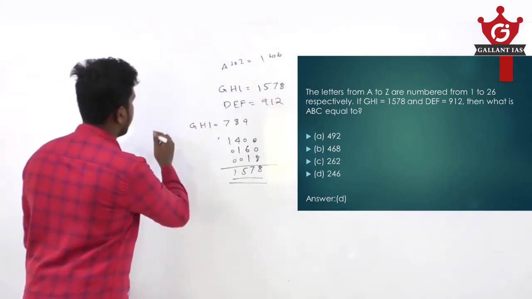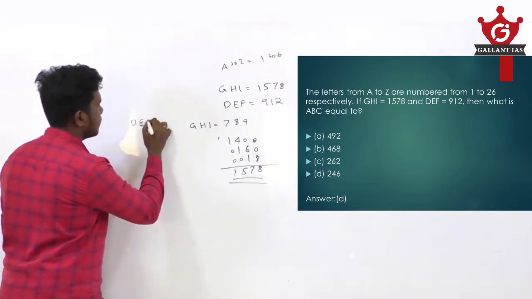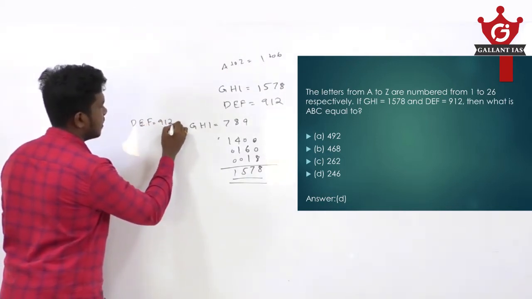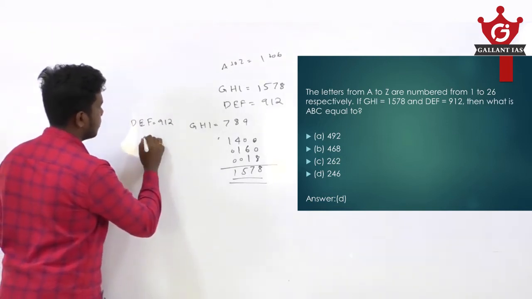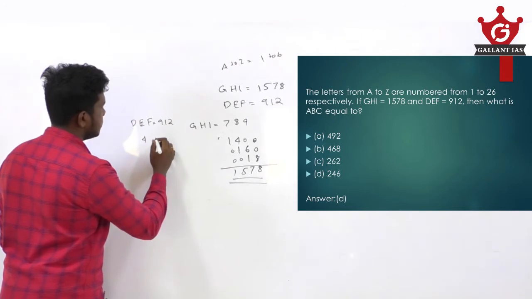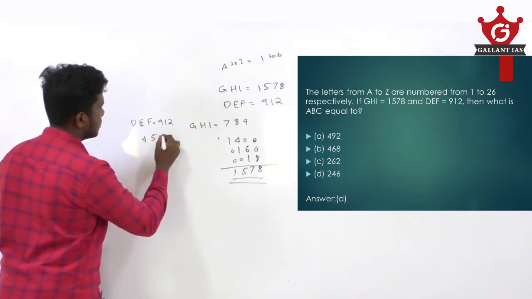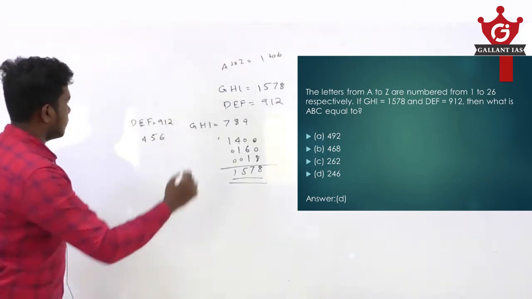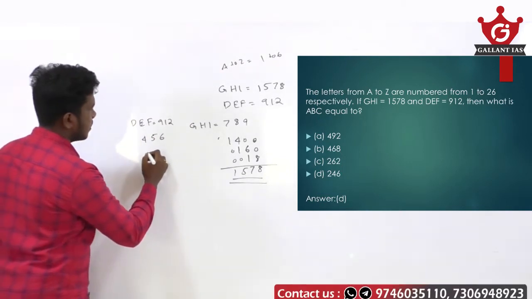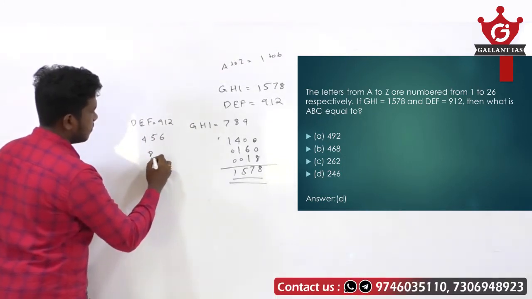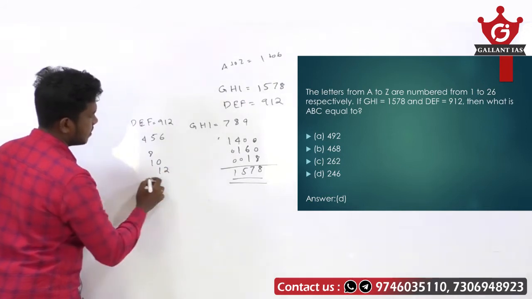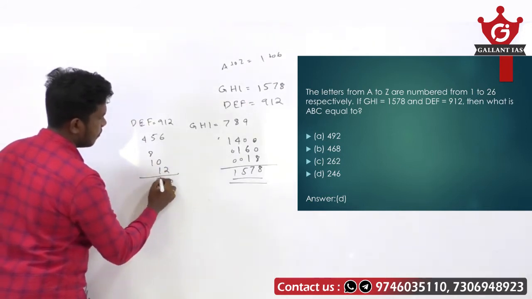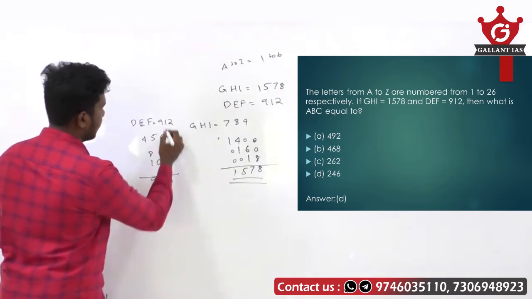Similar in case of DEF. 912. How will you get it? D will be what? Fourth. 5, 6. So 4 twos are 8, 5 twos are 10, 6 twos are 12. The same concept we applied here also. It's 2, 1, 9. So we got 912 here.